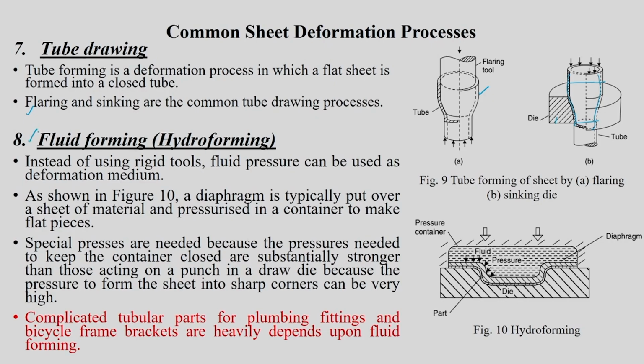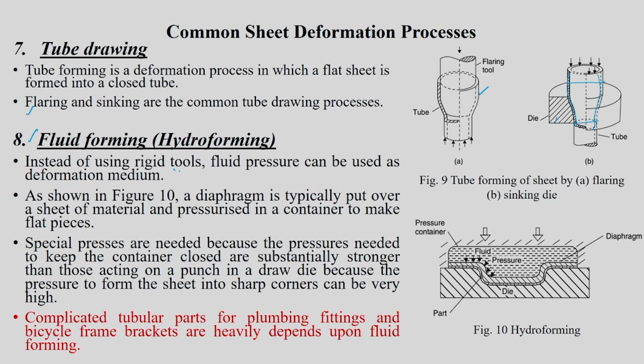Then comes a totally new type of sheet forming process called fluid forming, or it is famously called hydroforming. Until now, the sheet forming processes we have discussed are predominantly done with a punch, a die, and a blank holder. Mostly it is done through these 3 important tools. The sheet is deforming, but all the other tools, like punch, die and blank holder, are rigid; they are not going to deform at all. Instead of using rigid tools, people use fluid pressure as a deformation medium.